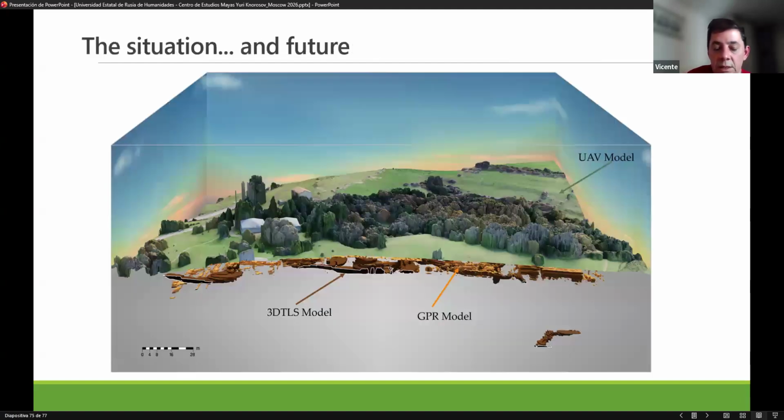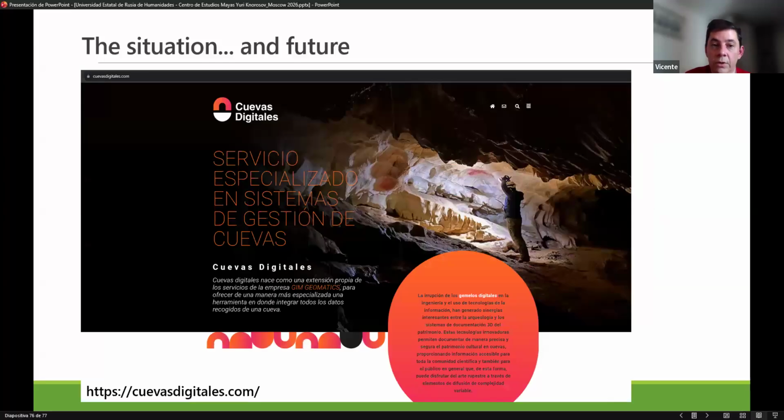So if you are interested, this is the model. You have the 3D model, you have the photogrammetric model, the GPR model, the UAV model, and below you can put it in physics simulation software and calculate. If you are interested, you can see more details or get more information at cuevasdigitales.com.